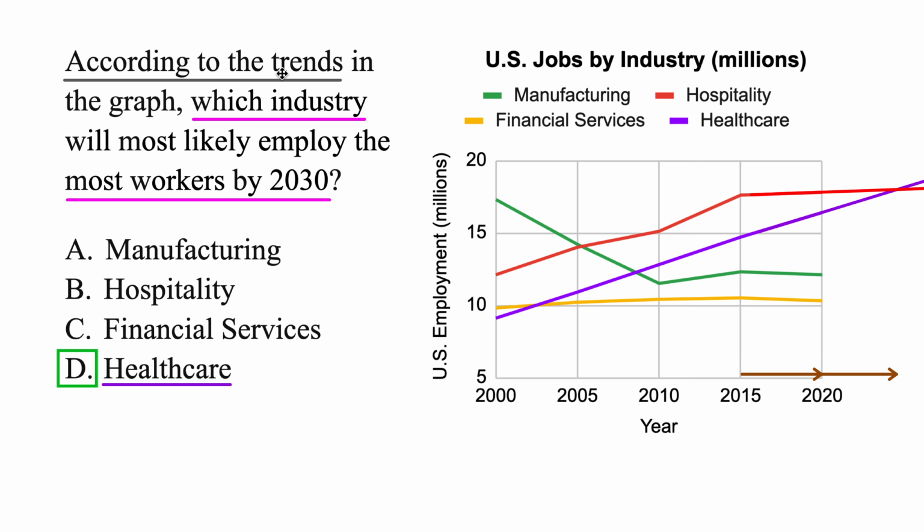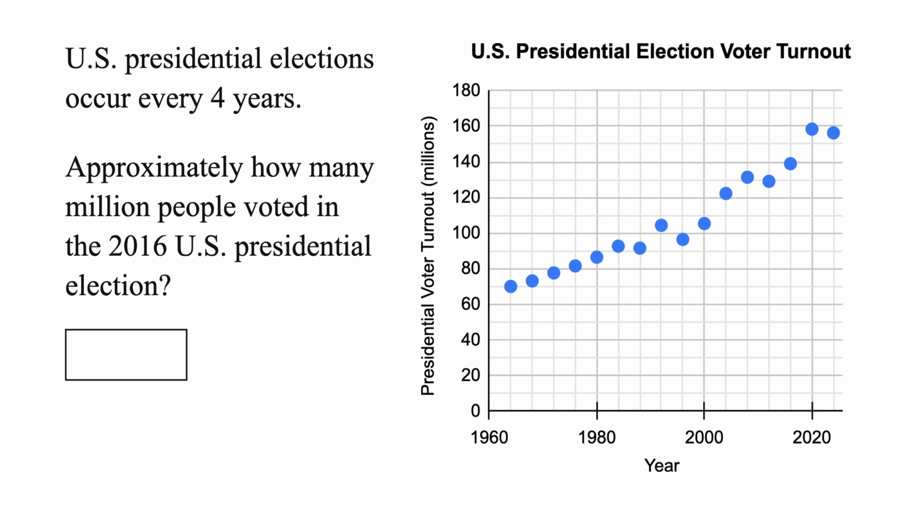Okay, let's check out another one. This time, the graph is US presidential election voter turnout. Basically, how many people voted in a certain presidential election. They tell us US presidential elections occur every 4 years. The question, approximately how many million people voted in the 2016 US presidential election?